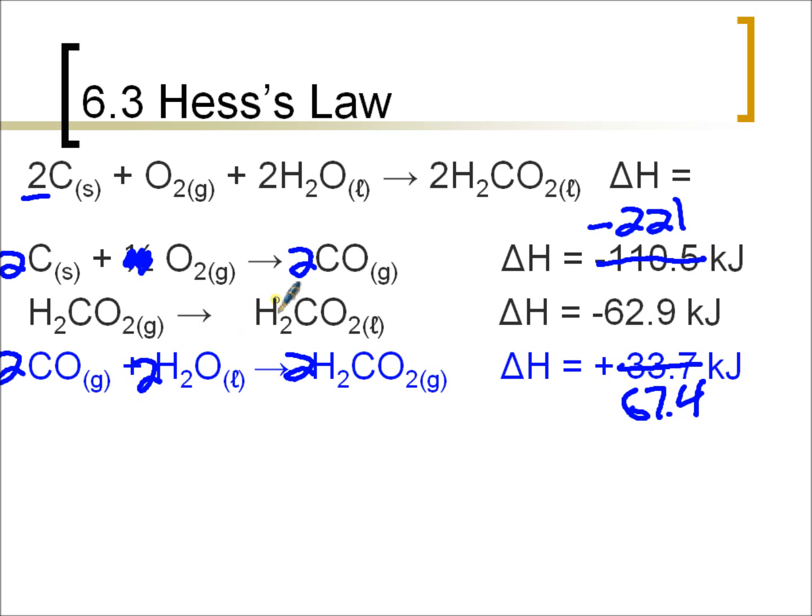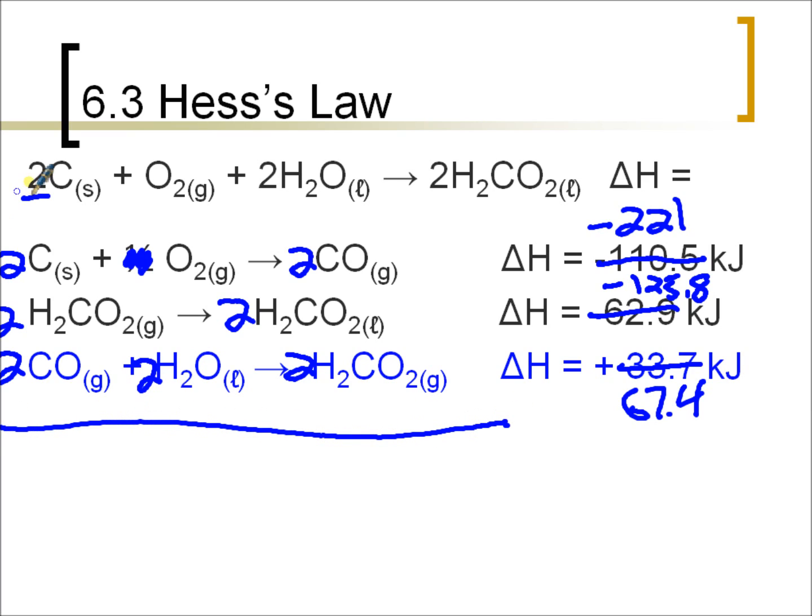Okay, I also noticed that there's going to be no H2CO2 gas in my overall, so that means I have to multiply this whole thing times 2. 2 seems to be a reoccurring number here. And then I have to multiply my delta H times 2. So I get negative 125.8 here. Okay, I think that's everything.